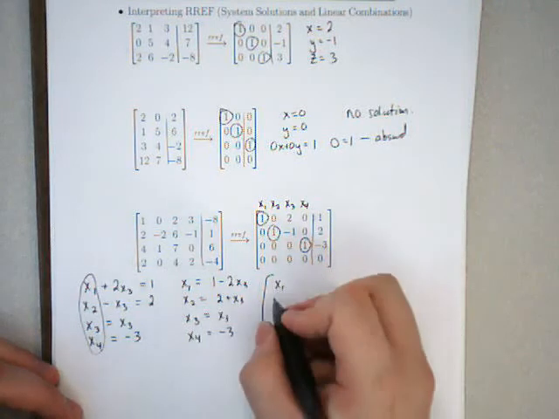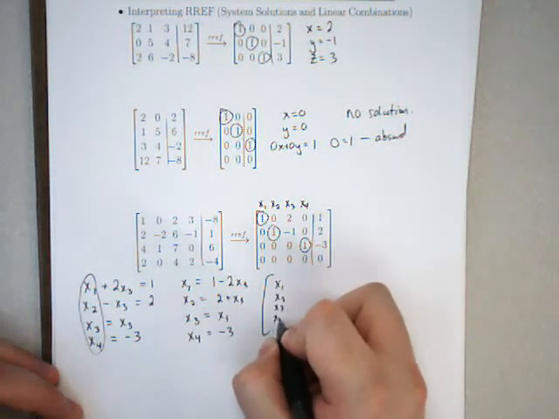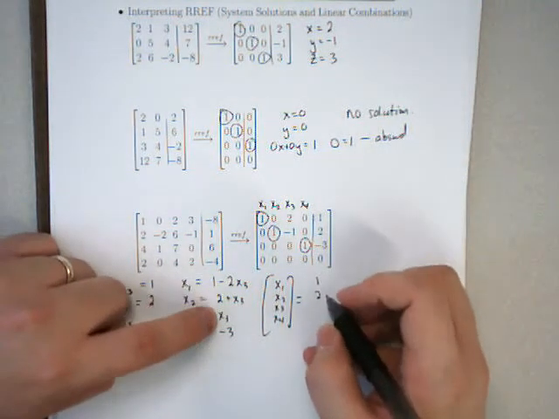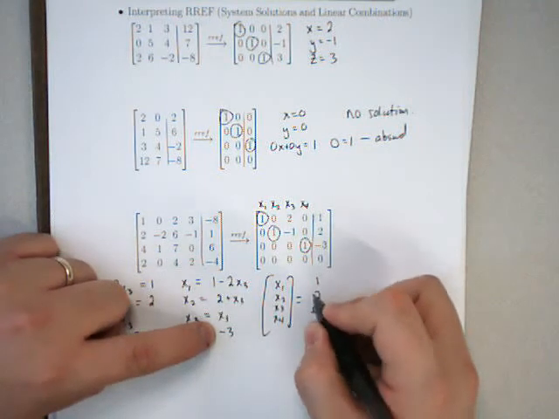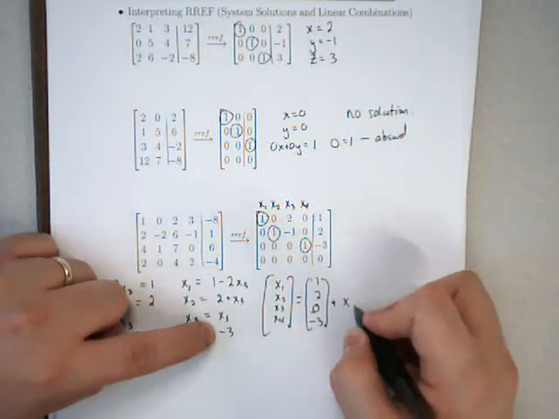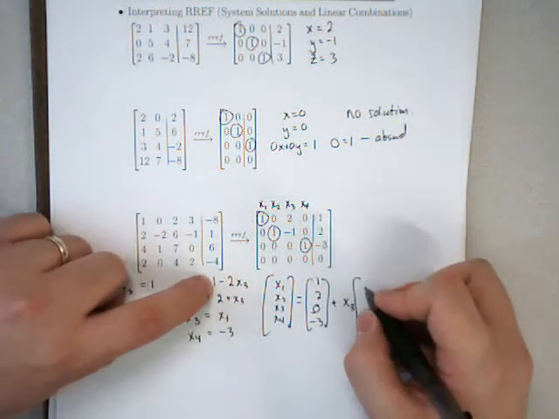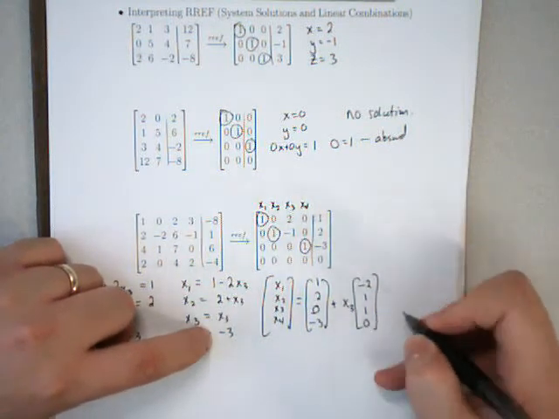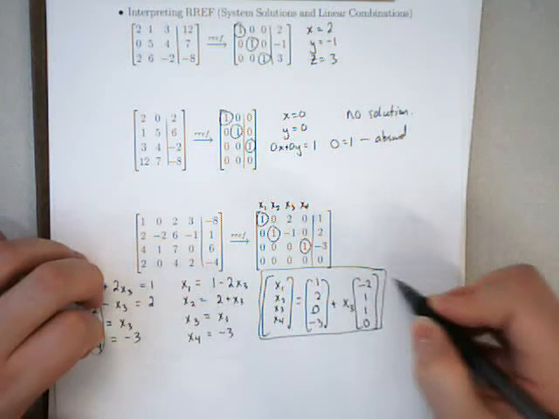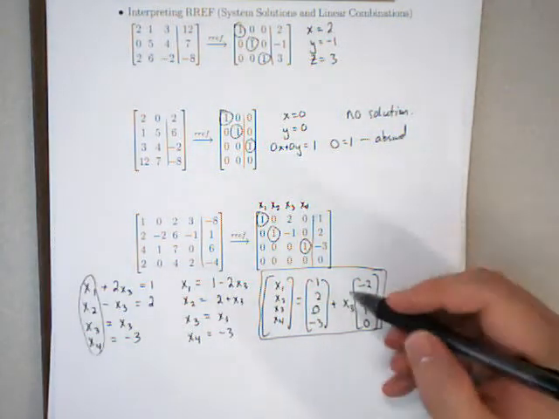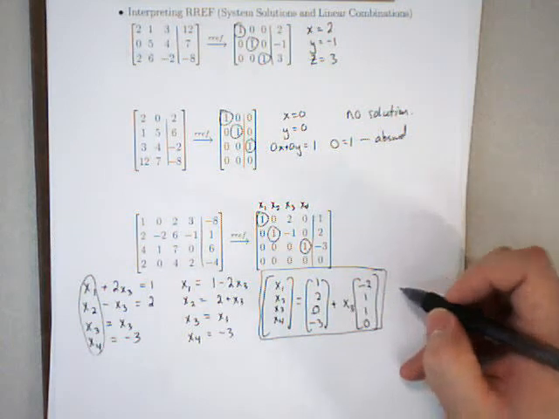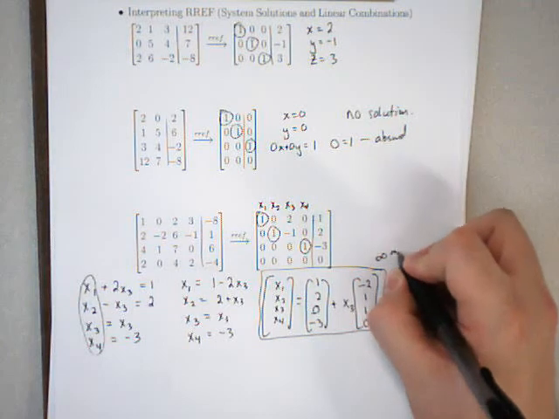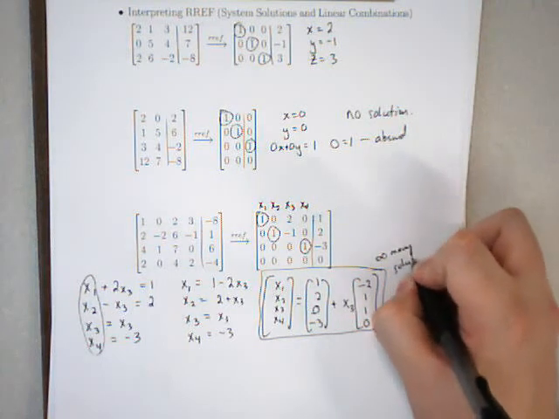I'm going to now write it in matrix form: x1, x2, x3, x4 equals, let's take the constants, the 1, the 2, there's no constant here, and a -3. Now let's take all the things that are multiplied by x3. We've got a -2, a 1, a 1, and then there's nothing here. This is our system's solution. There are actually infinitely many solutions, and you can pick x3 to be any number you want and get another solution. So this is an example of a system with infinitely many solutions.